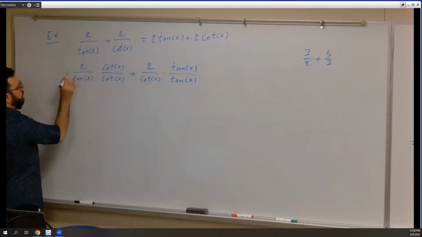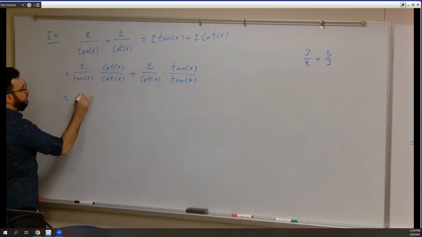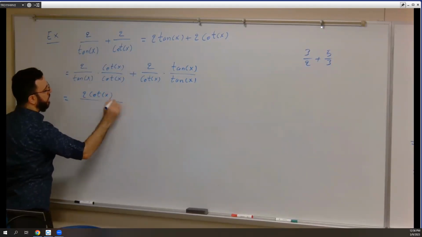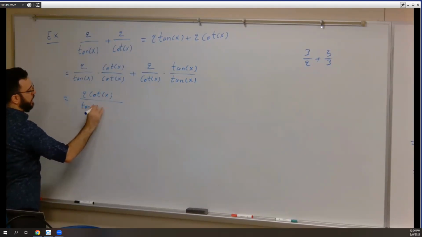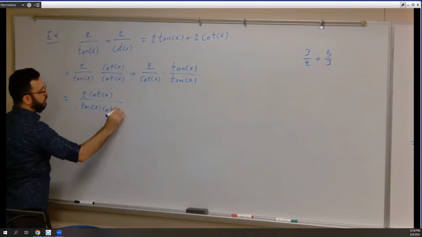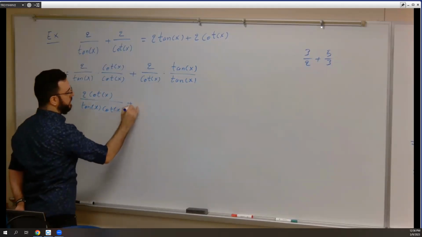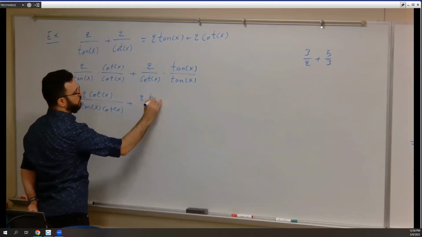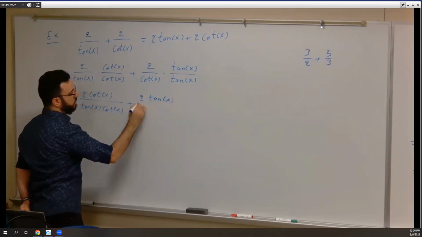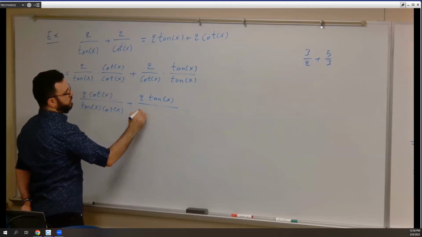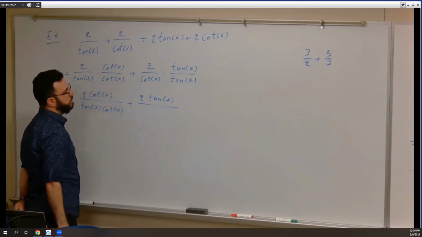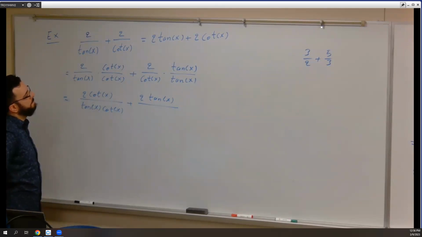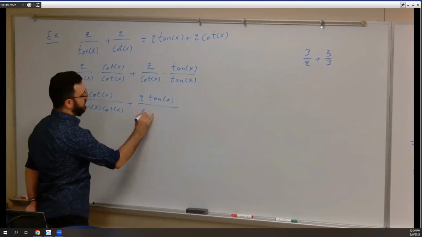Now let's see what we got. On the top, we got 2 cotangent x. And on the bottom, we got tangent x times cotangent x. Plus, here, what we got? Okay, it's the same thing.